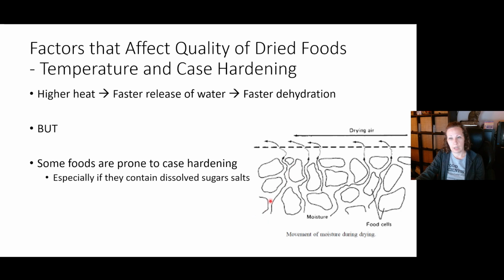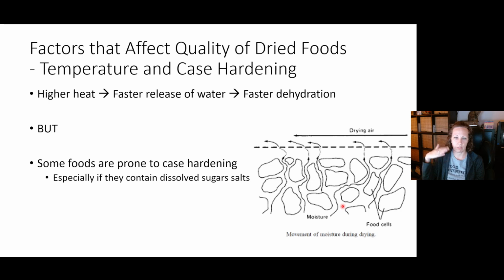the moisture is connected to sugars and salts, but the sugars and salts aren't going to come out all the way like the water. So they get to about this point, and then the water finally gets completely released from the sugars and salt, and that sugar and salt is still there. That builds up until finally you have this dam of sugars and salts that is blocking the moisture from being released at the surface. And that is case hardening.